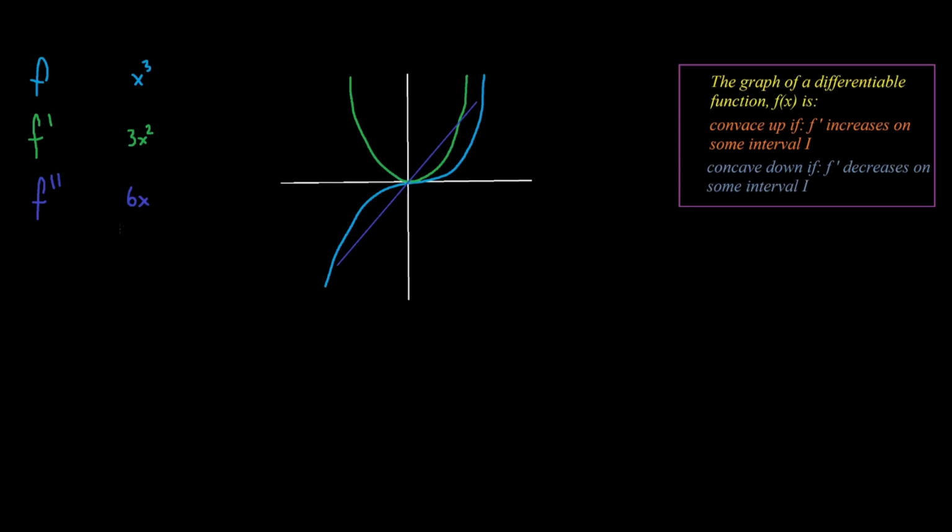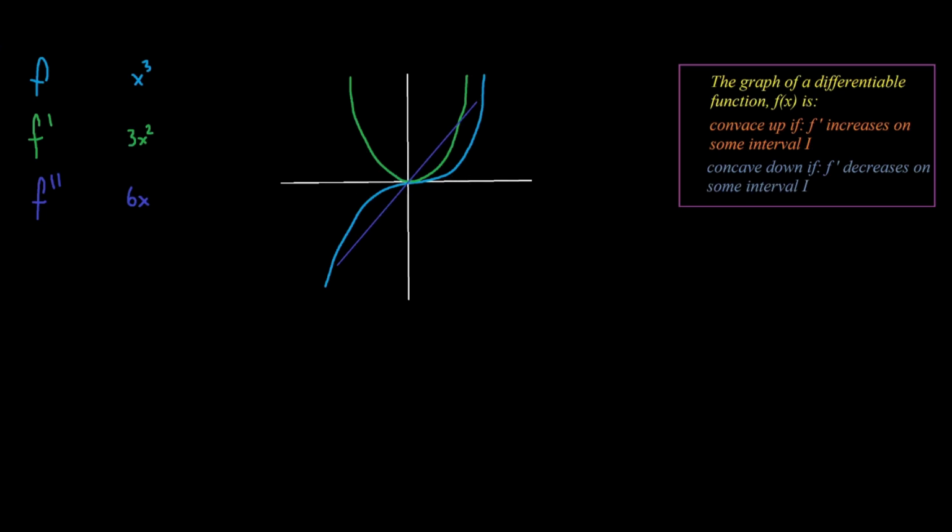Again, similar logic. F double prime, we can see it's actually negative in some parts and positive in others. And likewise, if we look at f prime, we can see it's decreasing in some parts and increasing in others. And these parts, of course, correlate to one another. When f double prime is negative, we can see that f prime is decreasing. When f double prime is positive, we can see that f prime is increasing. Now, if we look at f double prime and we look at f, when f double prime is negative, f actually is concave down. When f double prime is positive, f is concave up.